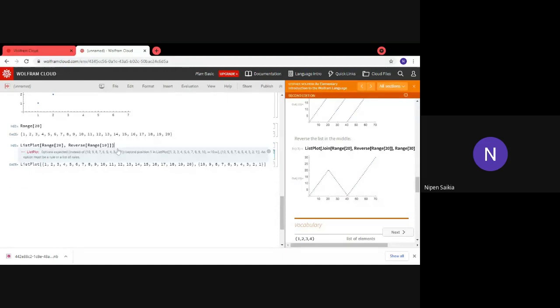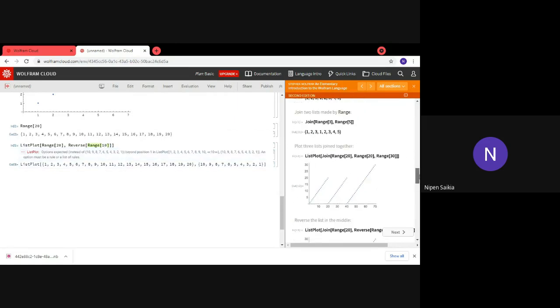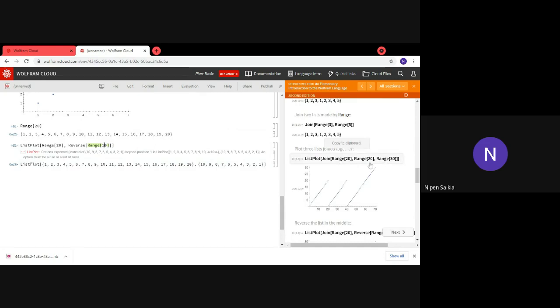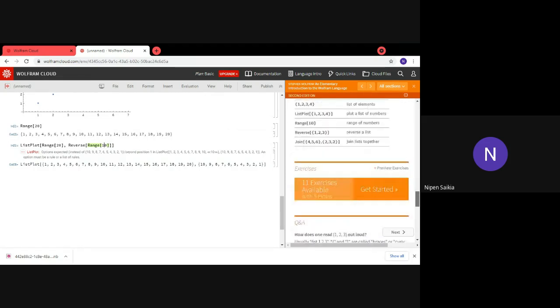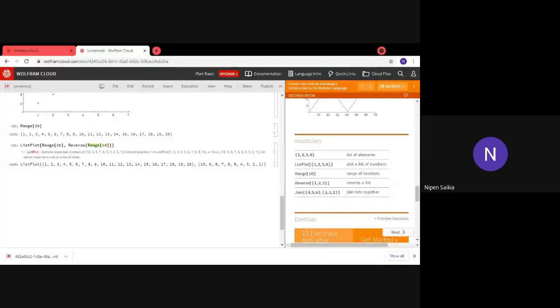List plot. I think there is some mistake. So we can see from here, from the help command. From the help command, we can see how to reverse the list like this.